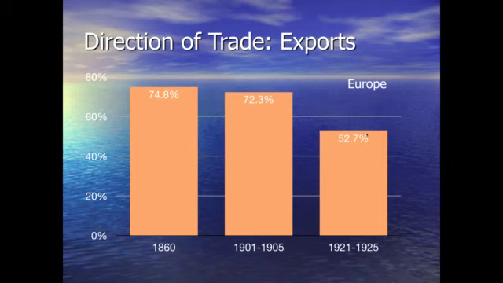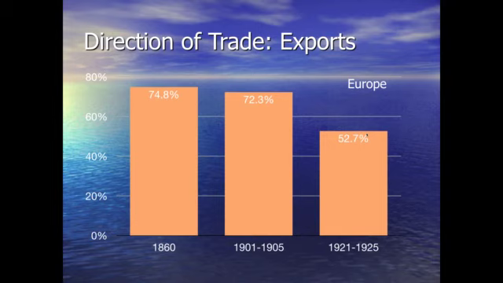Also, the direction of trade. Be aware of how Europe lessened in importance to the United States in terms of exports from 1860 going into the post-World War I period. In 1860, 75% of the exports from the United States were going to Europe. This fell to roughly 50%.